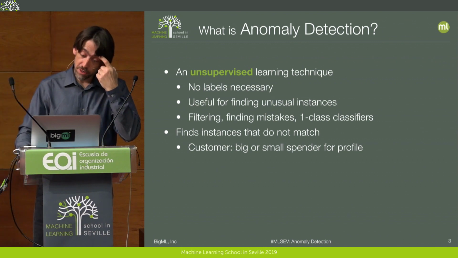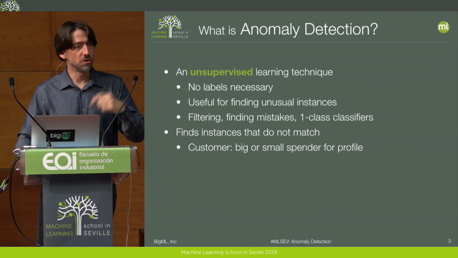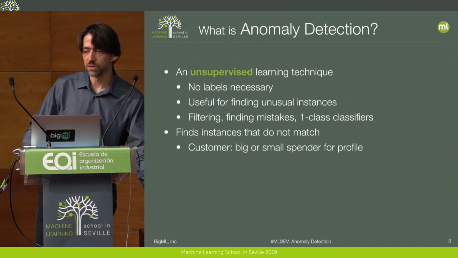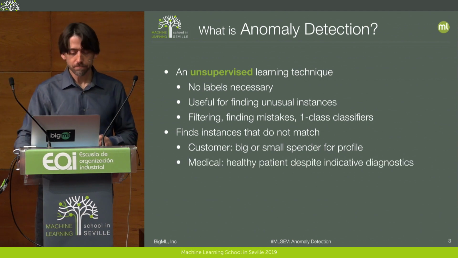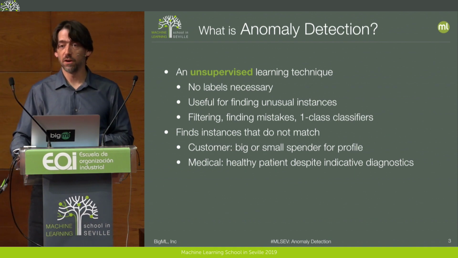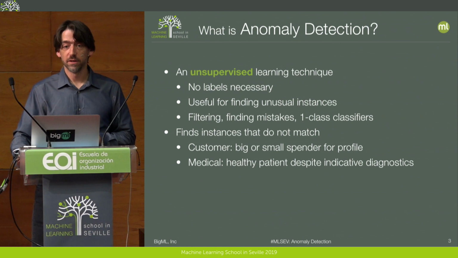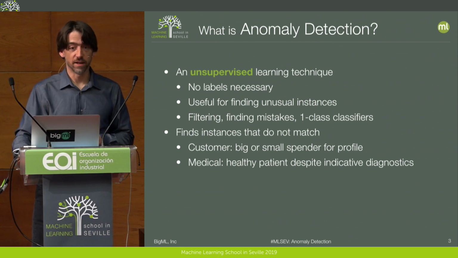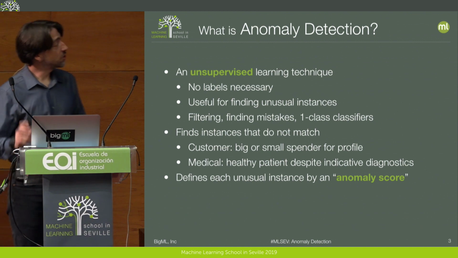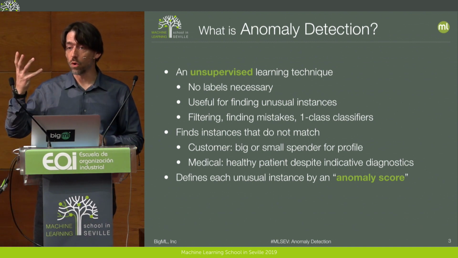If you think about your customer data again, you're looking for a big or a small spender, perhaps. You're looking for some behavior that is different from all the rest of your customers. In a medical context, maybe you're looking for a healthy patient despite all indications to the contrary. They should be dead, and somehow they're perfectly fine. That's an anomaly. And then we define each unusual instance by some kind of score. That's the goal.